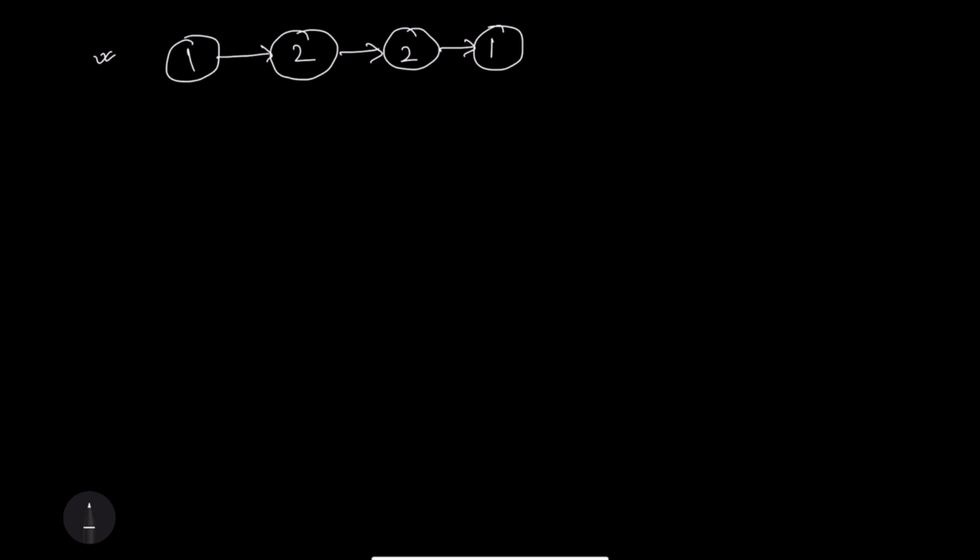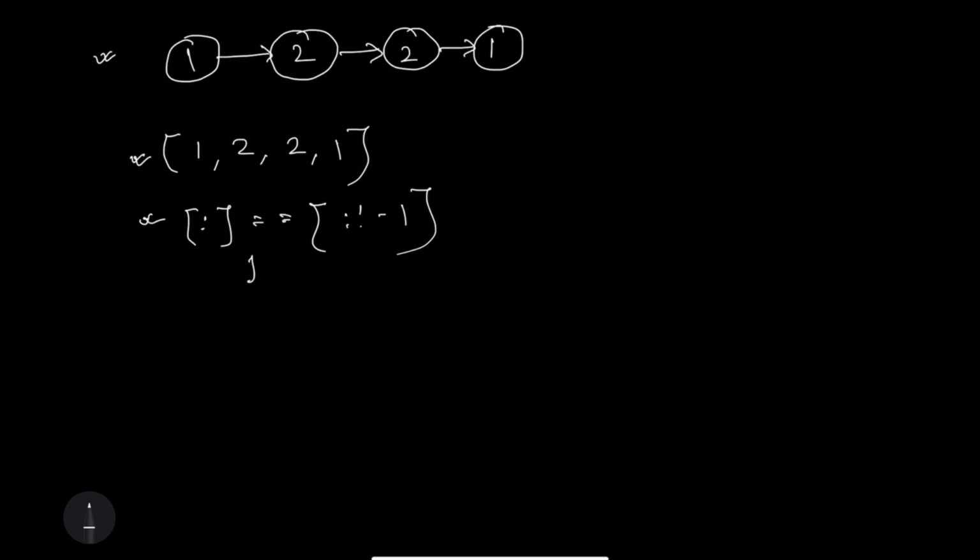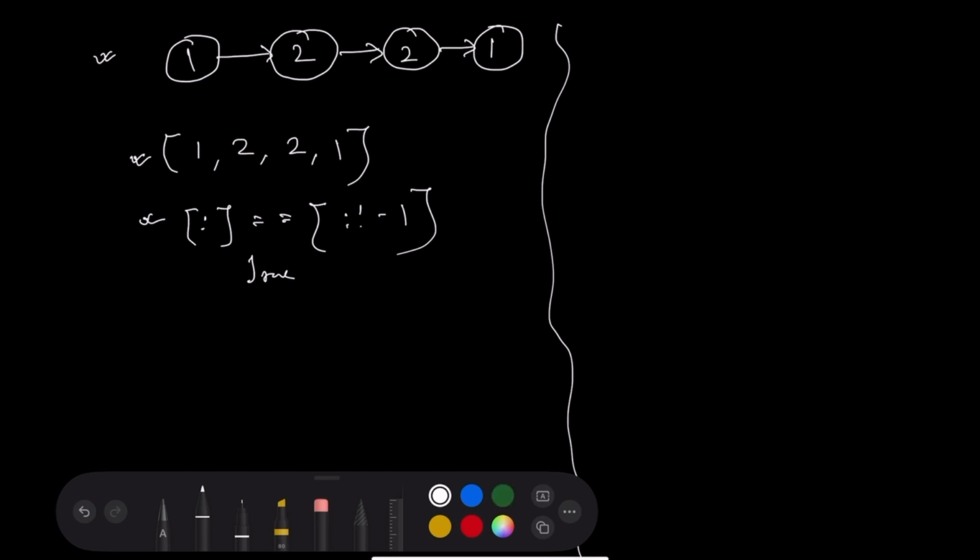So in this, the first simple approach would be we will convert this linked list into a list. So that would be 1 2 2 1, and then we will check if the list is the same from forwards and backwards. That is, this must be equal to our reverse list. So if this is equal, then we will be returning true. So this is the simple method. And the other method that we can do is with the help of using pointers. So that one is going to be a bit complex.